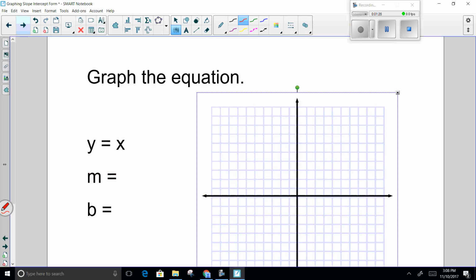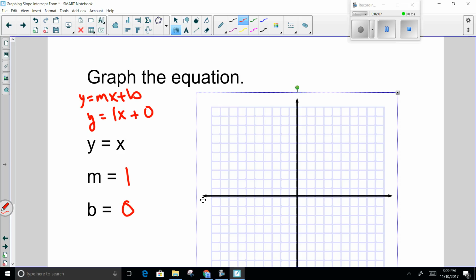So let's look at the first example. So we have y equals x. This is the most basic equation. This is also known as a parent equation. Parents are the most basic of equations. You can also think of this as the equation y equals 1x plus 0. So that fits into the y equals mx plus b form. The slope in this equation would be the coefficient of x. The coefficient is the number multiplied by x, so the slope here would be 1. The y-intercept would be 0.